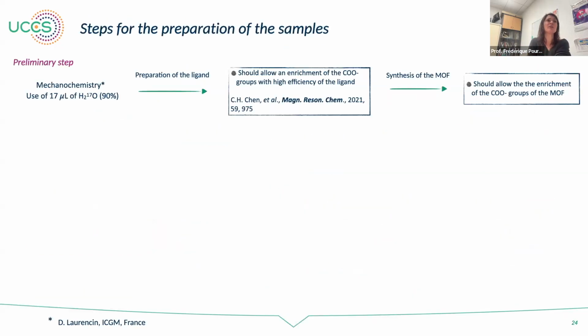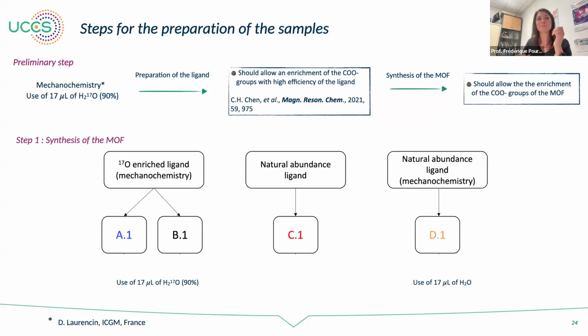And that has been done with mechanochemistry with the help of Daniel Laurencin in Montpellier in France, where they did the linker preparation through mechanochemistry, and they used only 17 microliters of water enriched at 90%. And after this linker preparation, we synthesized the MOF, and that should enrich only the carboxylic acid from the MOF.